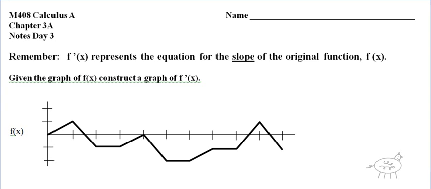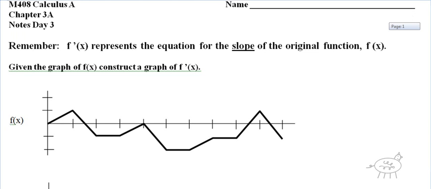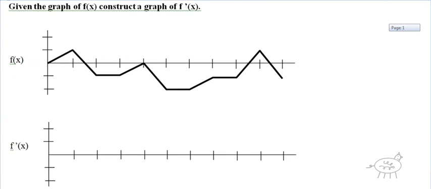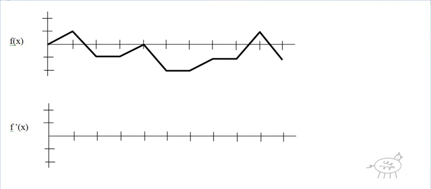So for the first two questions, you're going to be given the graph of f of x, and I want you to construct the slope graph. These are pretty simple. Next year you're going to get some more complicated ones, but I want you to have a little understanding of what's going on here with the derivative and the slope. Let's take a look at these graphs. The top graph is your f graph, and the bottom is your f prime, or your slope. This is the slope graph.